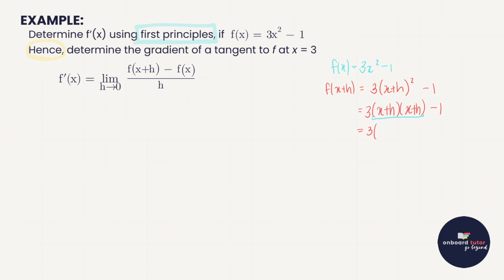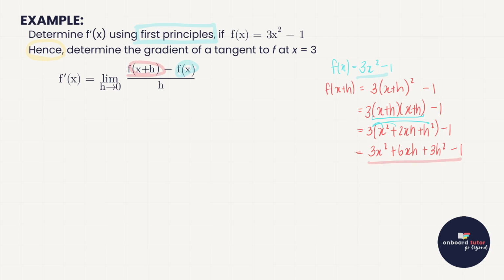So this is going to become, if we FOIL these brackets, x squared plus 2xh plus h squared minus 1. And then let's put that 3 into the brackets. And so we end up with 3x squared plus 6xh plus 3h squared minus 1. So there we now have an f of x, that, and an f of x plus h, that over there.